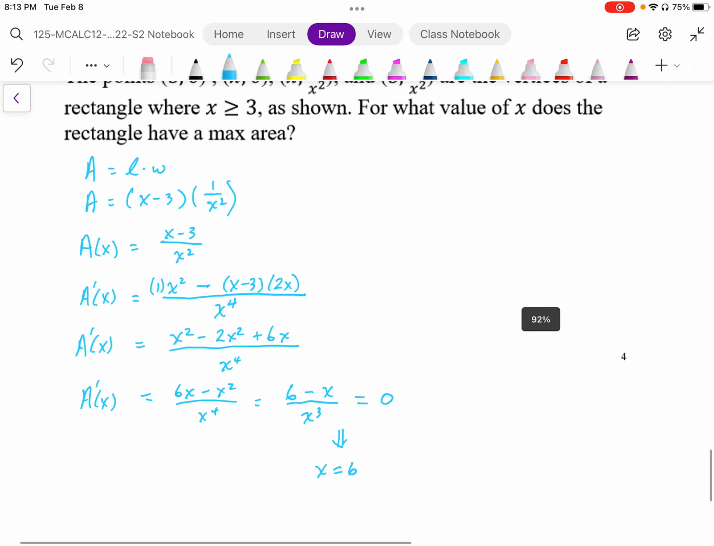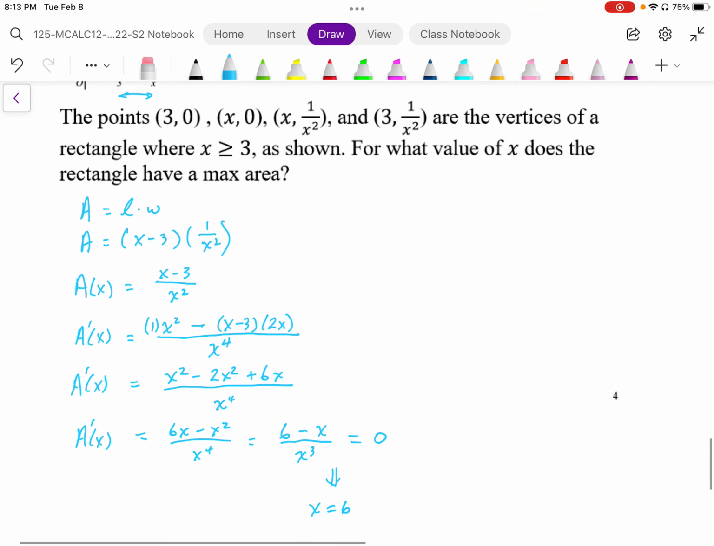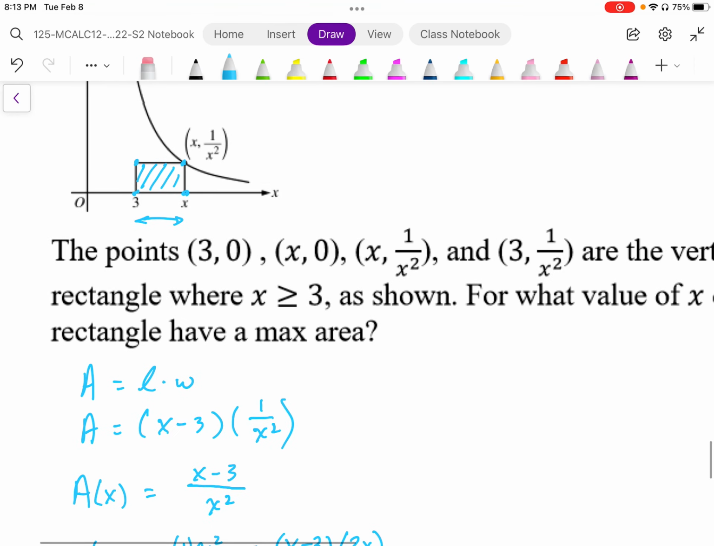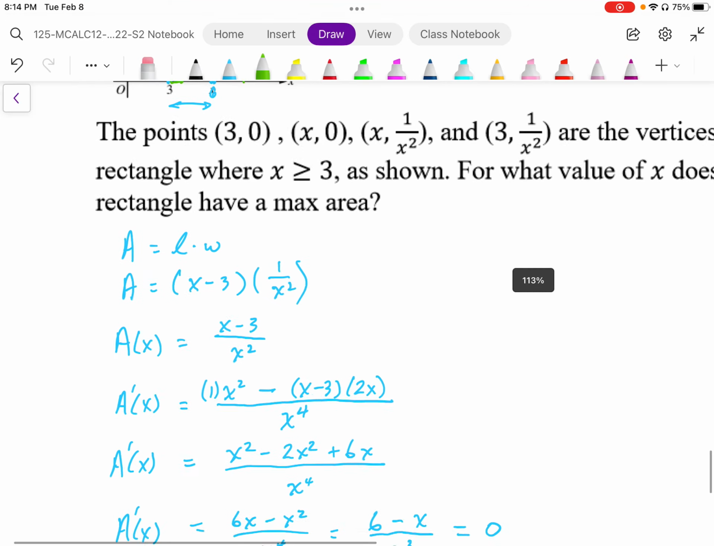So for what x value does a rectangle have a max area? If I draw this same picture, basically the picture that's drawn here is a maximum area. That looks like about 6, and that rectangle is going to be bigger than any other one I can draw. For example, if I have a point here, the rectangle I can draw is definitely a smaller area. A point over here, the rectangle I can draw is definitely a smaller area. So that blue rectangle looks like it's putting the coordinate at about 6, and that gives us the max area.